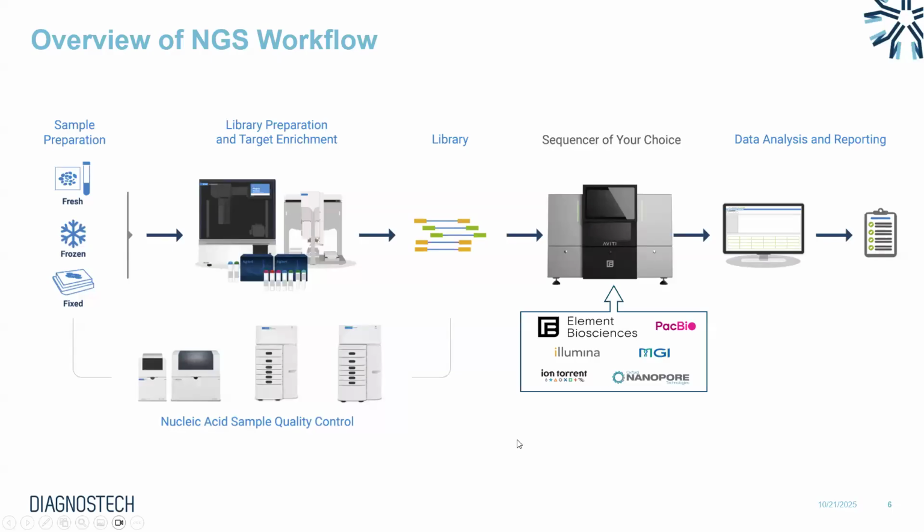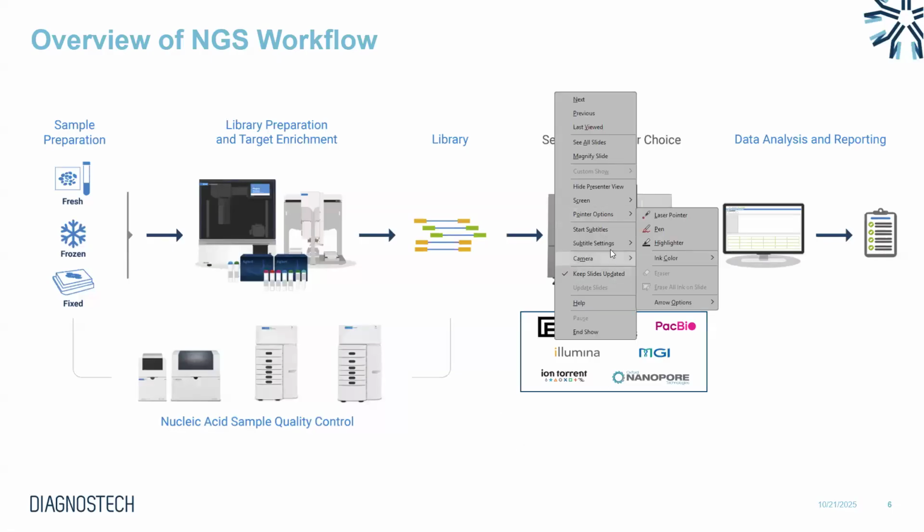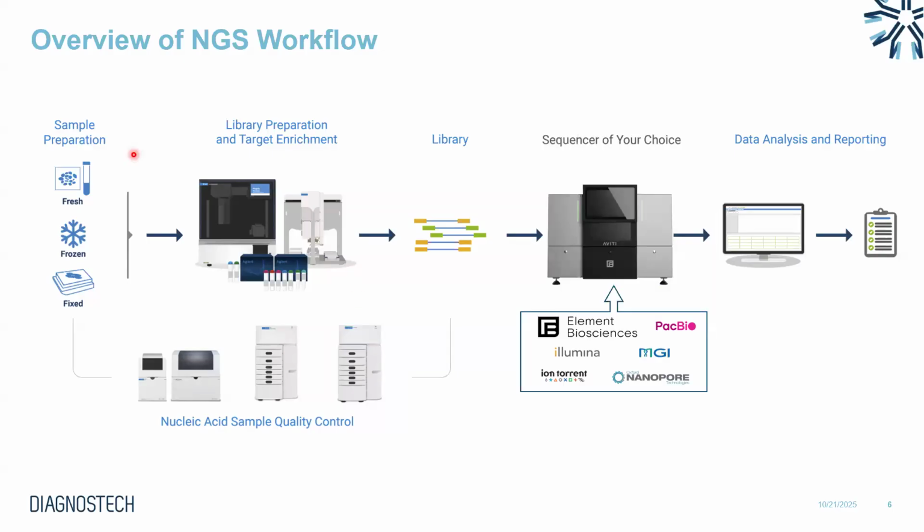So quickly, just an overview of the NGS workflow. You start off with sample preparation. This can be from fresh, frozen, FFPE samples, ranging from blood to tissue to environmental samples, really anything where high quality DNA or RNA can be purified from. And then you perform library preparation. This can either be automated or manual, and it's important to obviously use library prep kits that support the platform that you will sequence on.